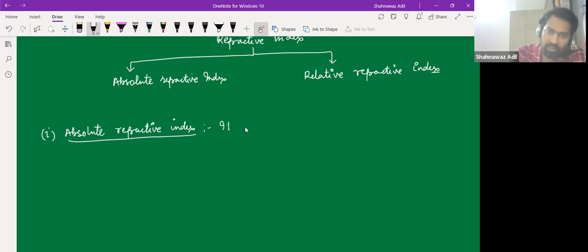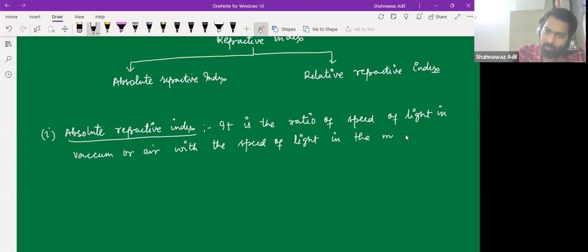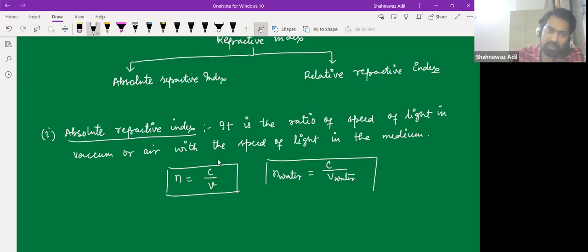It is the ratio of speed of light in a vacuum or air to the speed of light in the medium. It is denoted by n, which is equal to c by v. Let's say we are calculating the absolute refractive index of water, so this would be n water, and this would be c by velocity of light in water. So this is how we define the absolute refractive index.